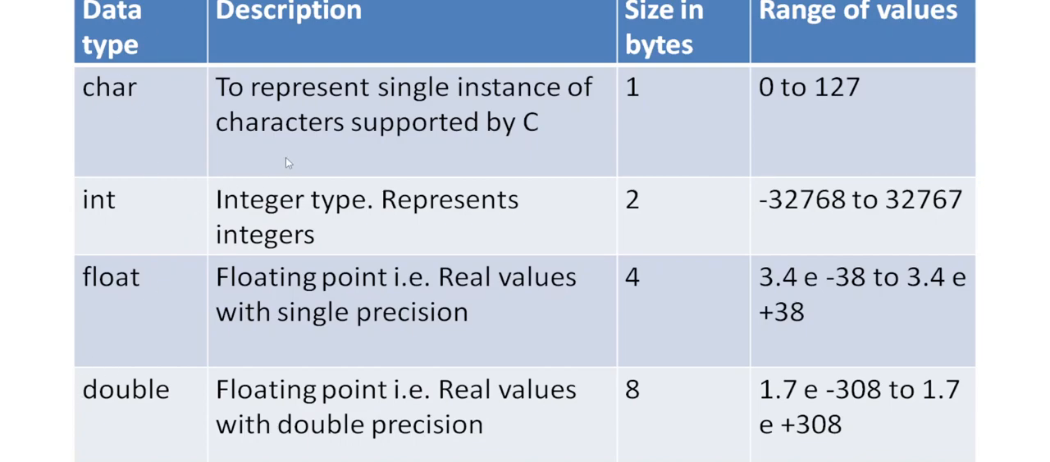These are the 4 data types. Char represents the characters, int represents the integers, float represents the real values, and double also represents the floating point or real values, but with double precision. The size is like this. Again, it may vary from compiler to compiler. But typical size is char is 1 byte, integer is 2 bytes, float is 4 bytes, and double is 8 bytes.